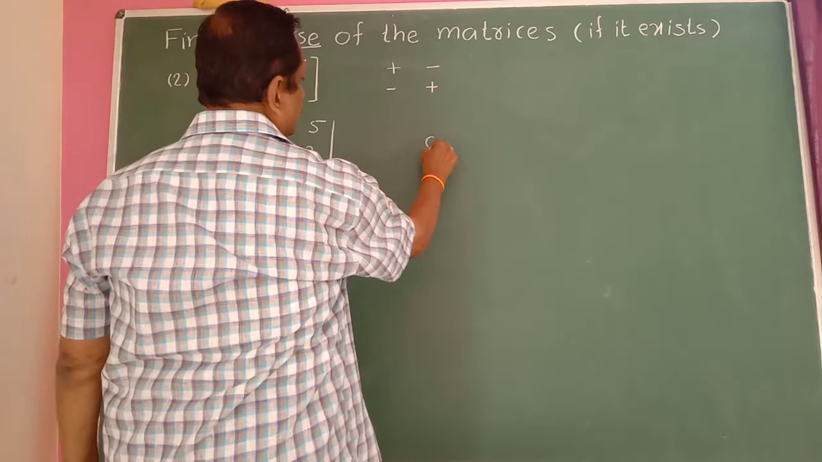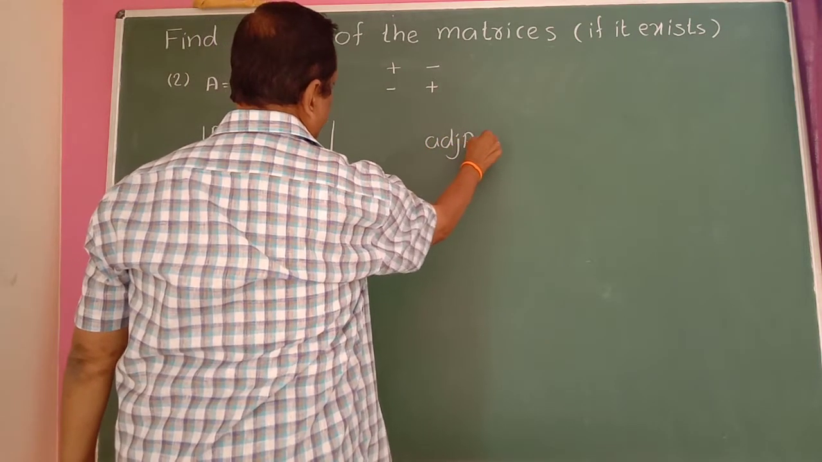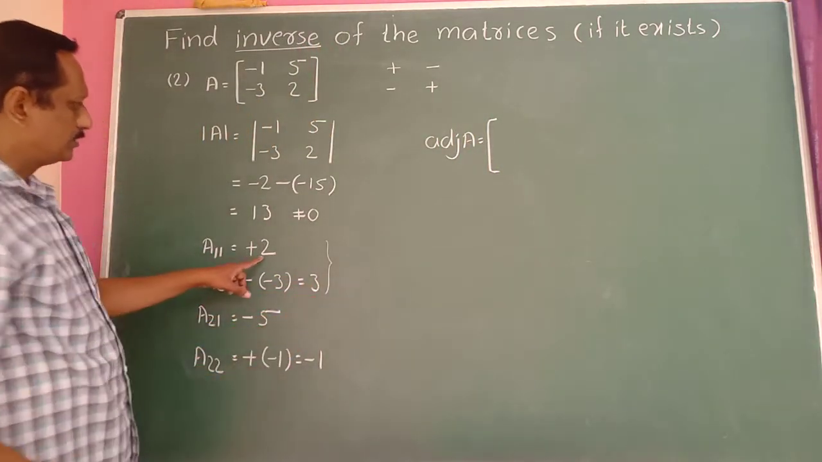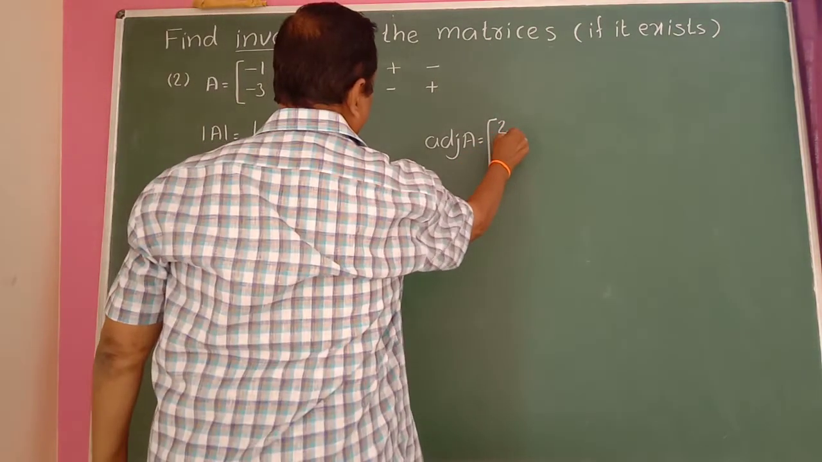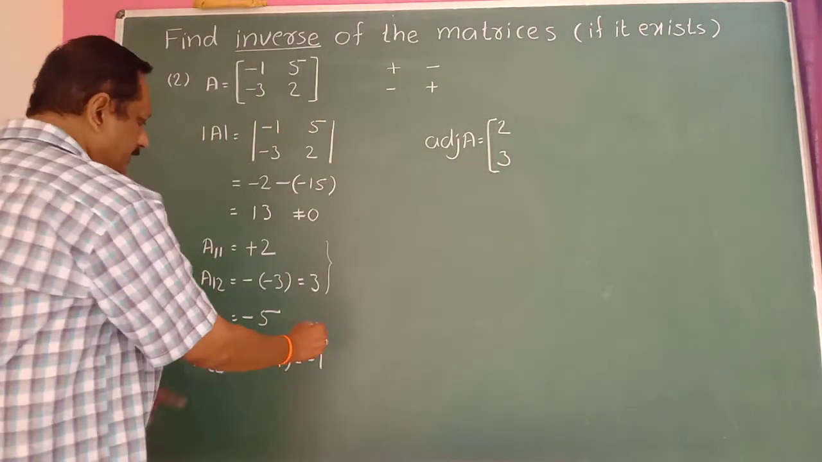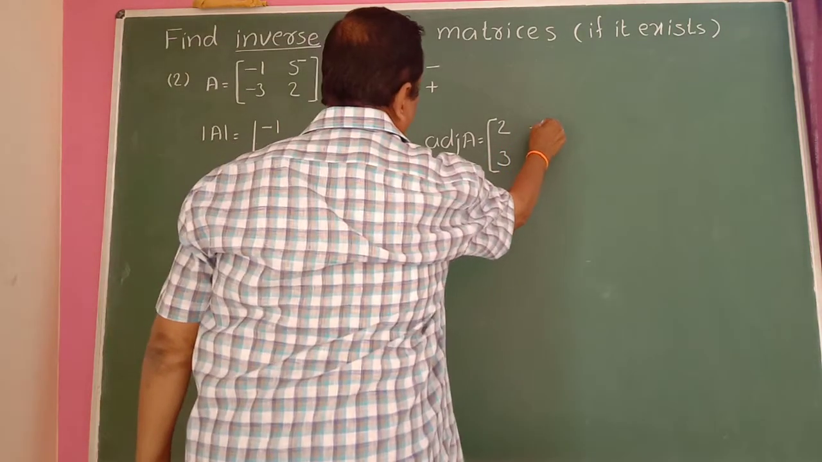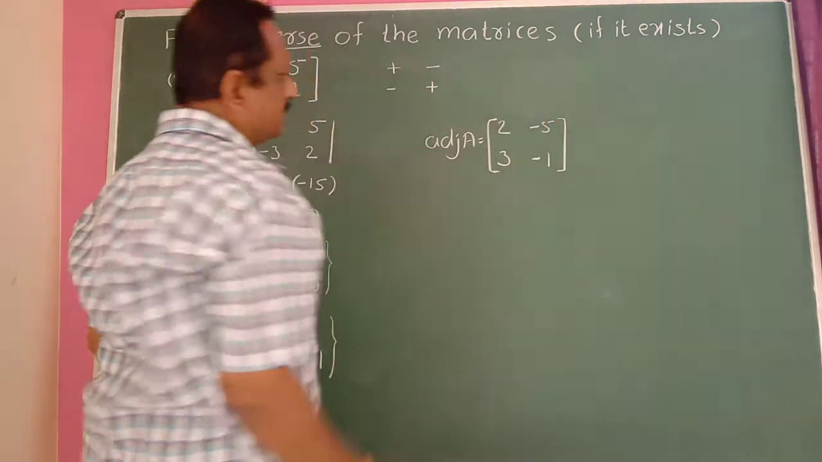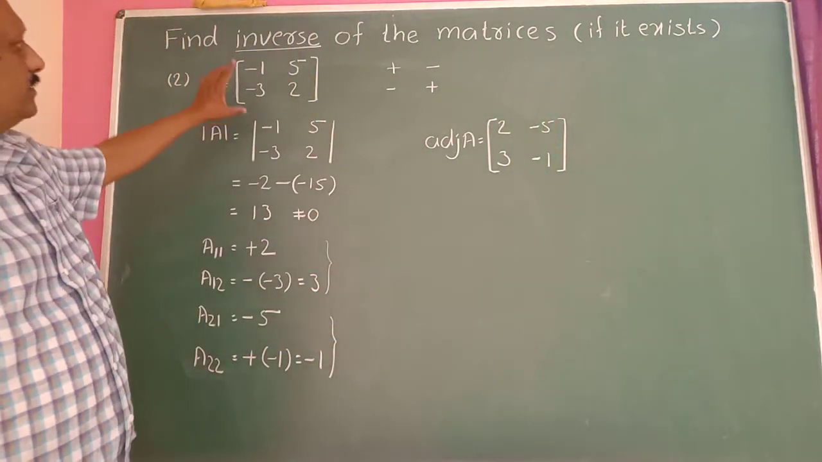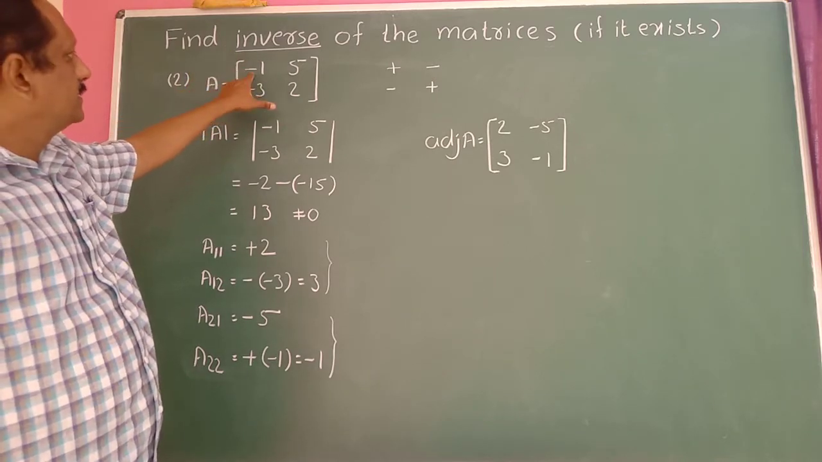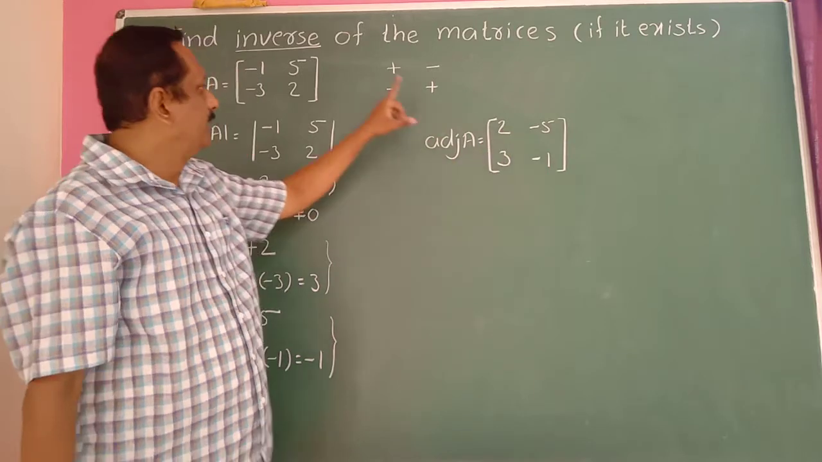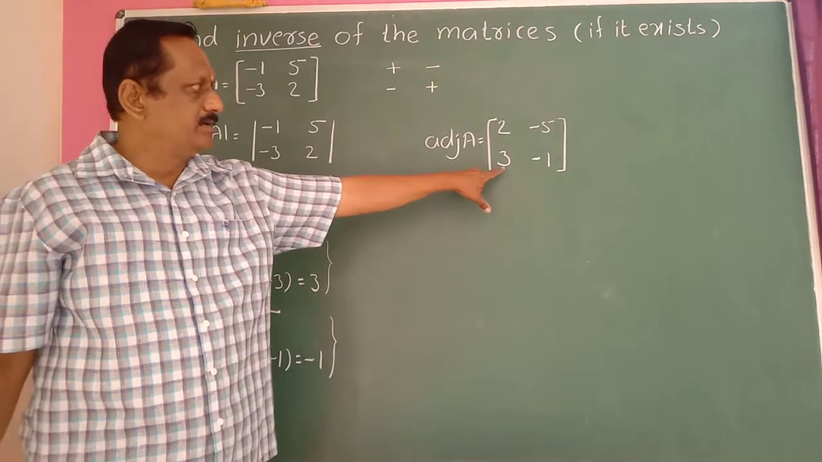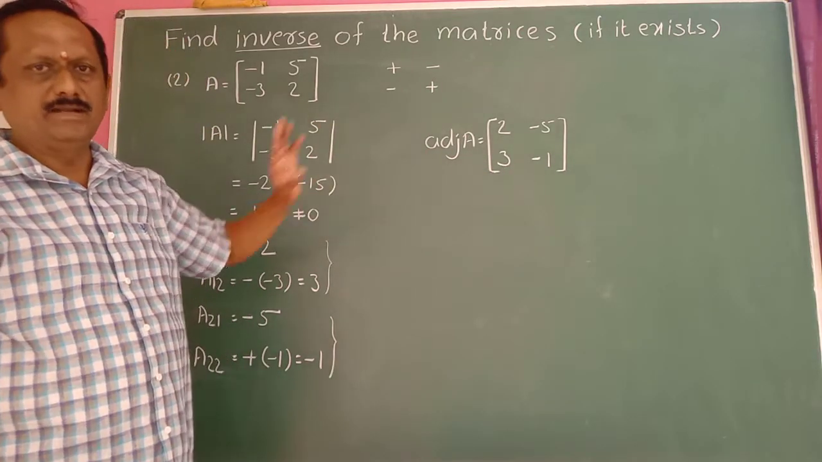Therefore the adjoint of the matrix here. Adjoint of A is equal to, first write these two elements here. So 2 and 3. Next minus 5, minus 1 here. You can verify whether it is correct or wrong here. This is the given matrix. Interchange the diagonal elements here, so 2 and minus 1 are there. And change the sign of non-diagonal elements. Plus 5 is there, here it is minus 5. Minus 3 is there, therefore it is a plus 3. So this is the adjoint of the matrix here.